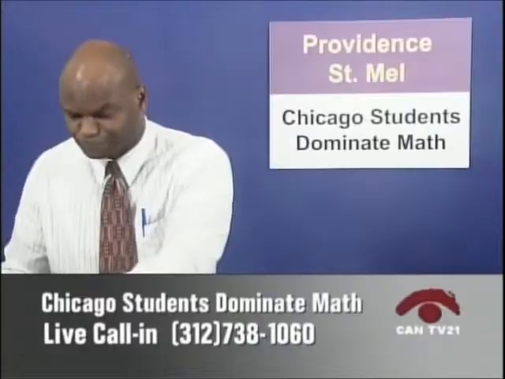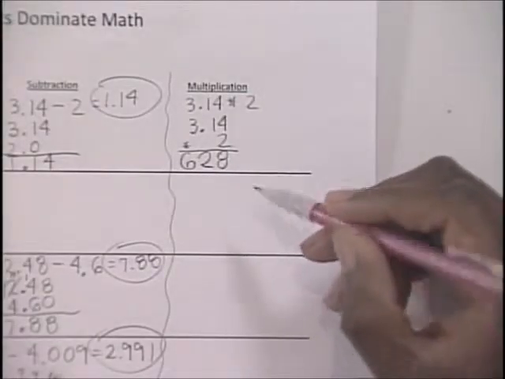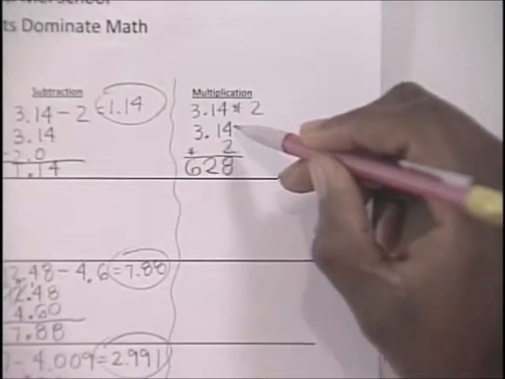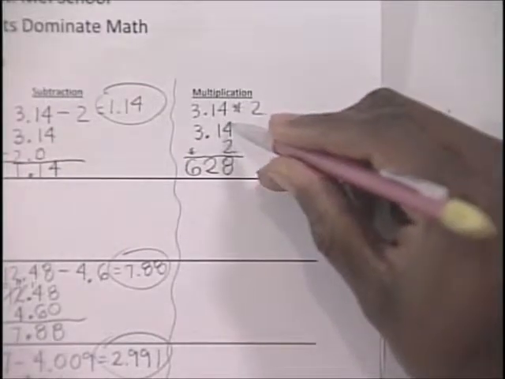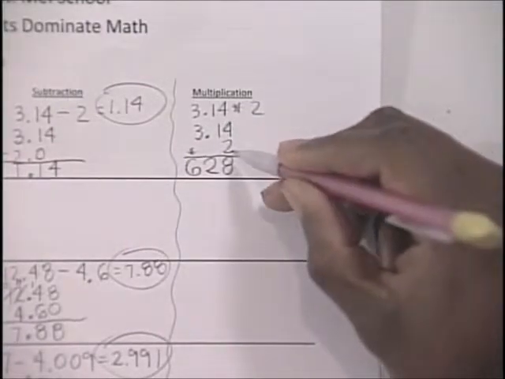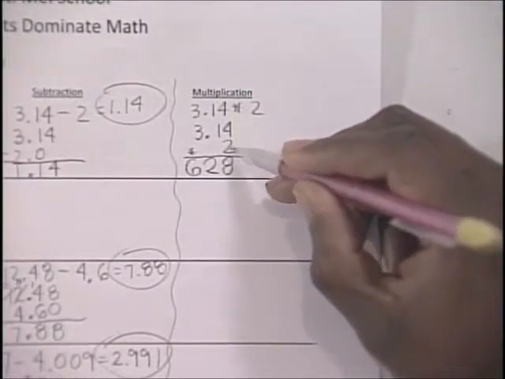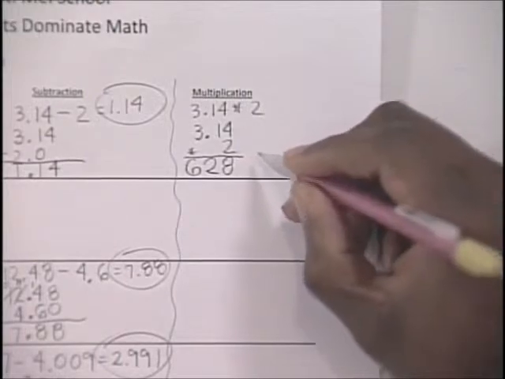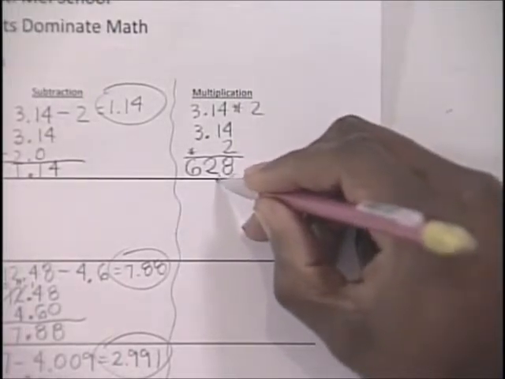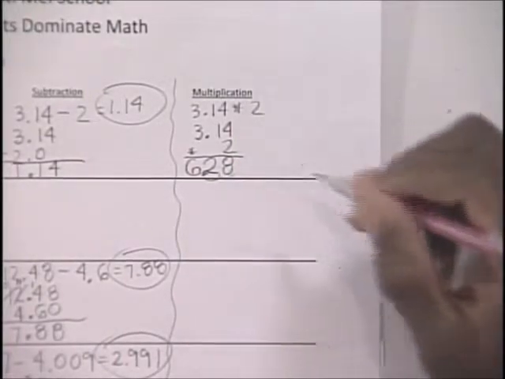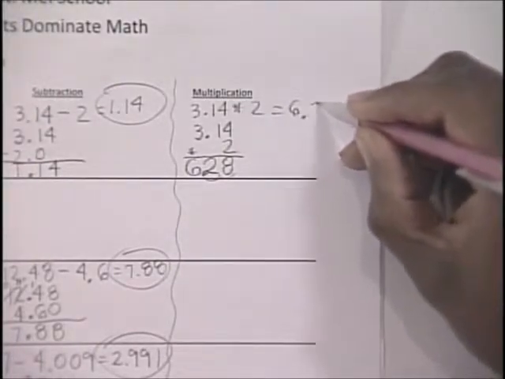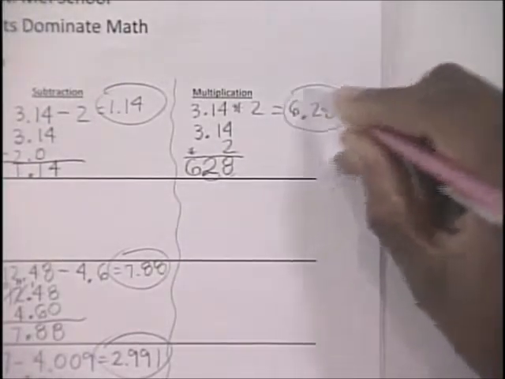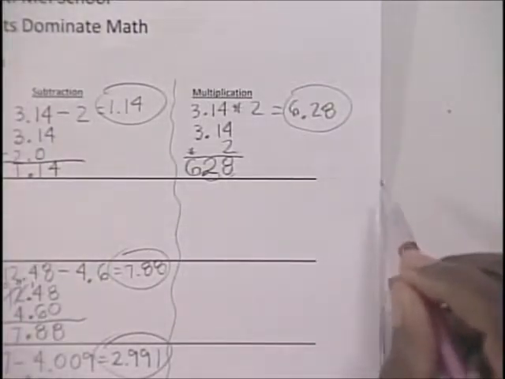Let's take a look. We have 2 decimal places in the top part of our problem. We have no decimal places in the bottom part. 2 plus 0 is 2. So that means we're going to move 2 decimal places in our answer. The final answer is 6.28.